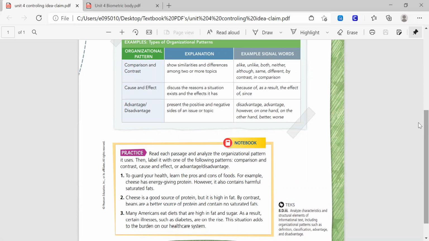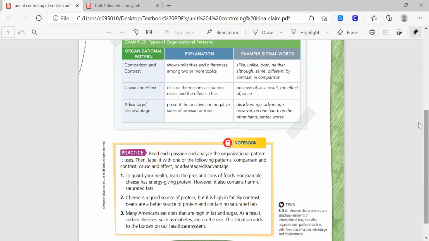And number 2 is going to be a compare and contrast. And how we know this is it uses the words by contrast. And in our example signal words for compare and contrast, it gives us those exact words, by contrast.